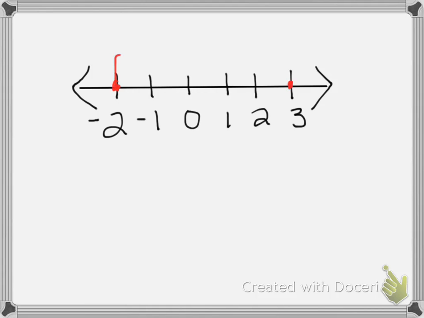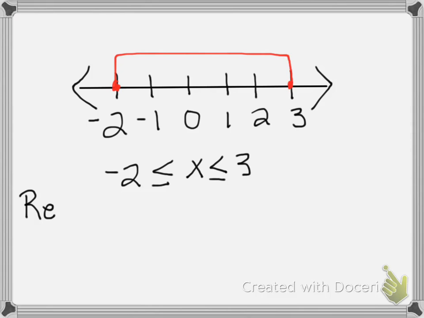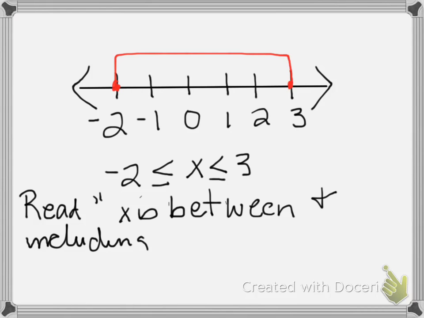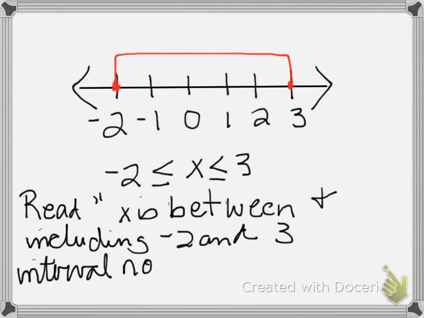If you had this graph, it says x is between and including -2 and 3. Notice that it's a closed circle, so we're going to use an equal sign, less than or equal to, and it's a closed circle. To write this in interval notation, when you have a closed circle, which is an equal sign, you're going to use a bracket. When you have without an equal sign, it will be a parentheses. So this is going to say -2 with a bracket, 3 with a closed bracket.